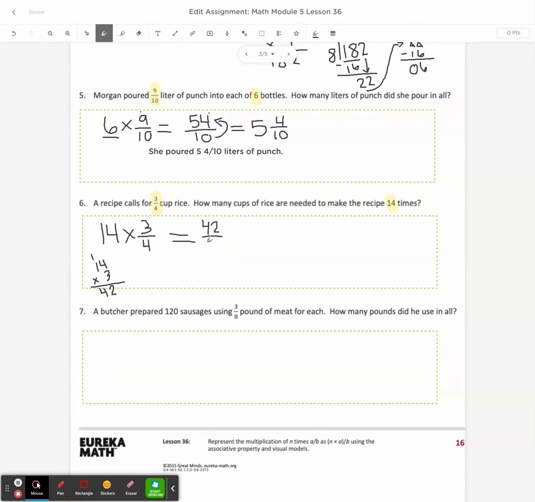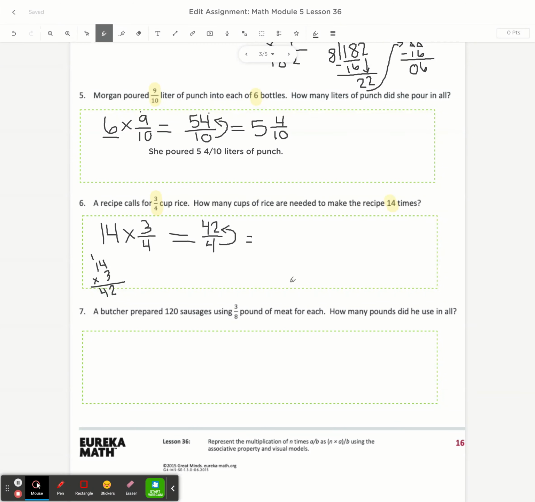And again, the directions don't tell us to convert to a mixed number, but you're never going to have someone tell you that you need 42/4 of something. They would tell you the mixed number. So let's go ahead and do that. So we're going to figure out how many times 4 goes into 42.